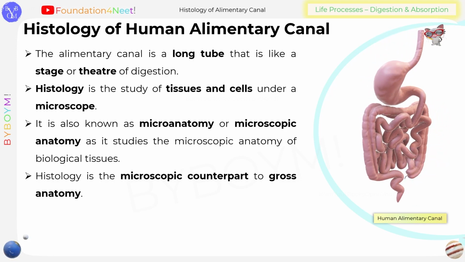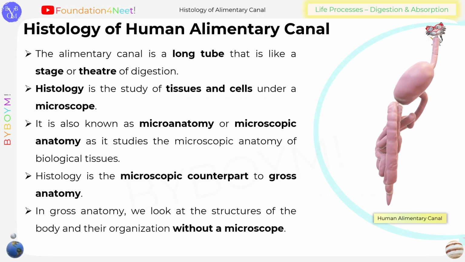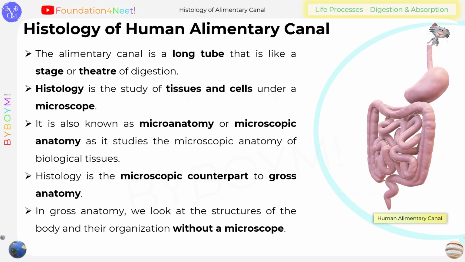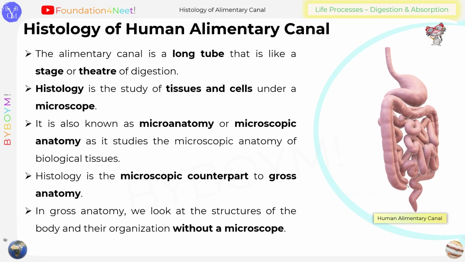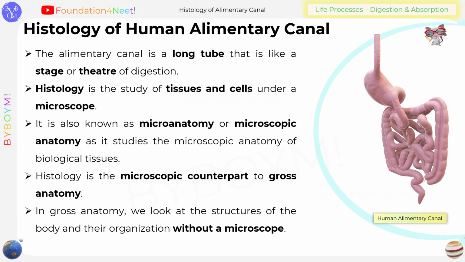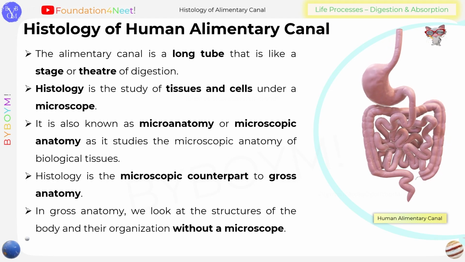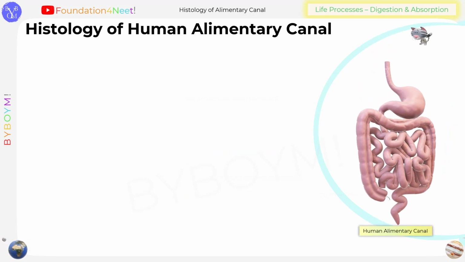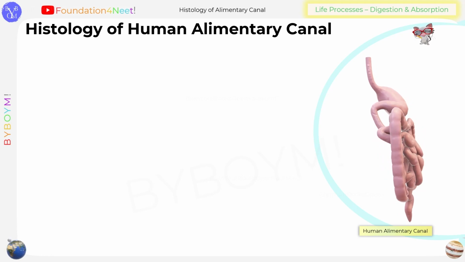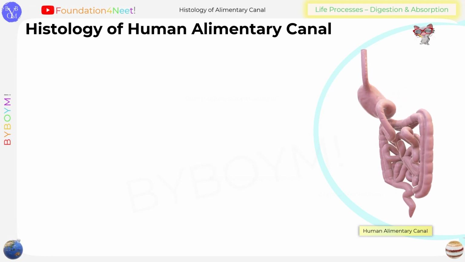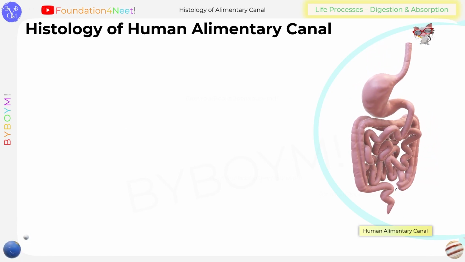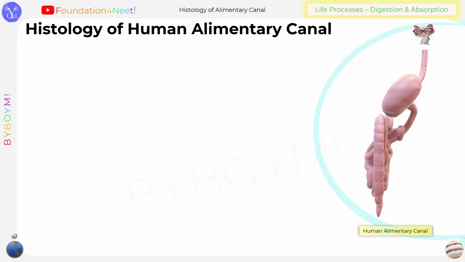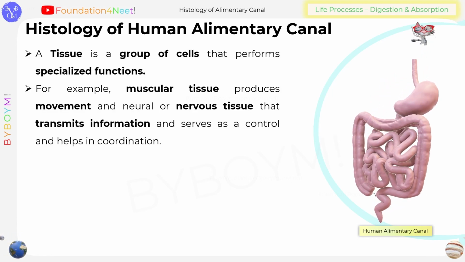You may recall from the last video that the alimentary canal is like a long tube that starts with the mouth and ends at the anus. If you haven't checked out the previous video on alimentary canal in humans, check out the link in the description or click here. Now moving on to tissues, a tissue is a group of cells that performs a specialized function. For example, muscular tissue produces movement and neural or nervous tissue transmits information and serves as a center for control and coordination.